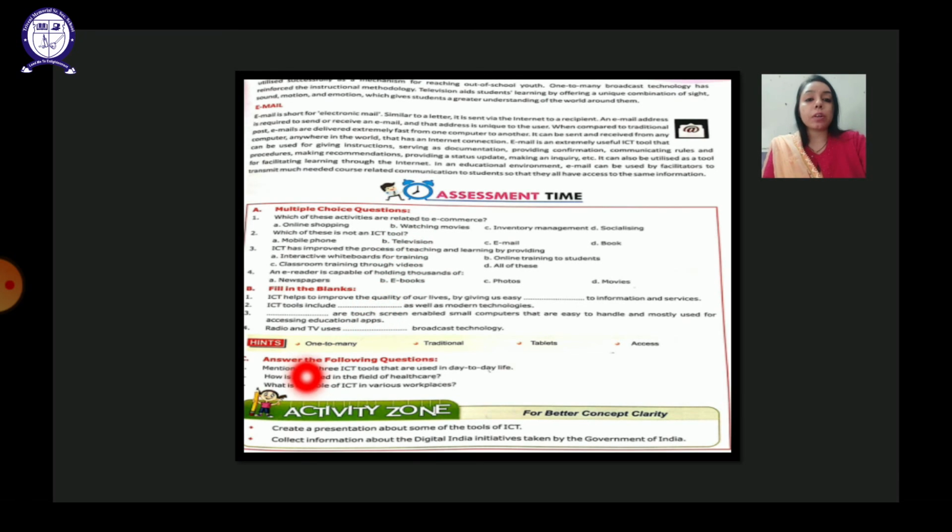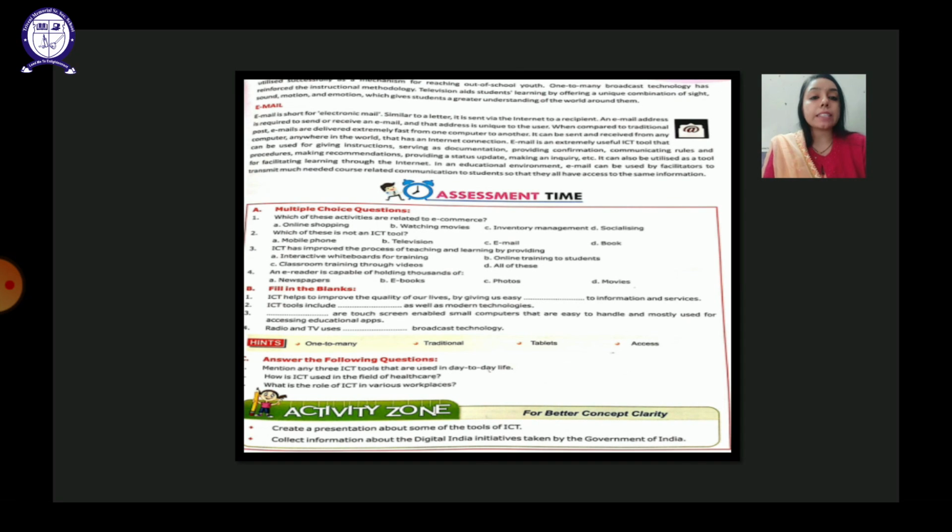Next are the question answers. These 3 question answers need to be done in your notebook. First question is, mention any 3 ICT tools that are used in day-to-day life. So we use mobile phones in the day-to-day life. We use generally newspaper also. We use TV also. So you can write any 3 names and explain them in 2 lines each.